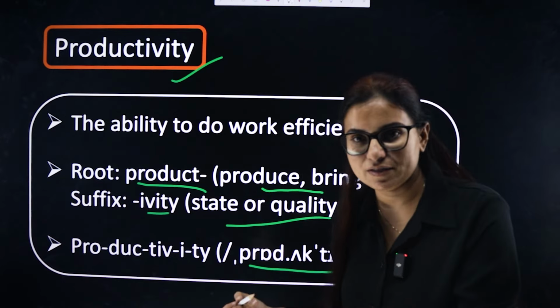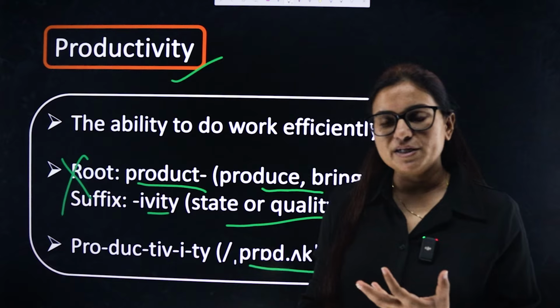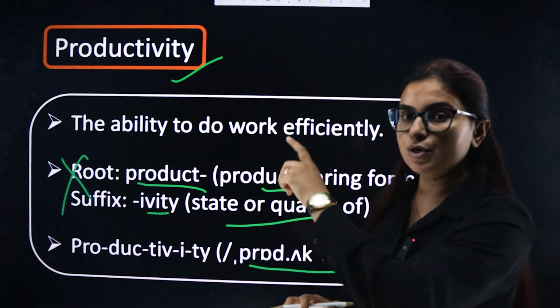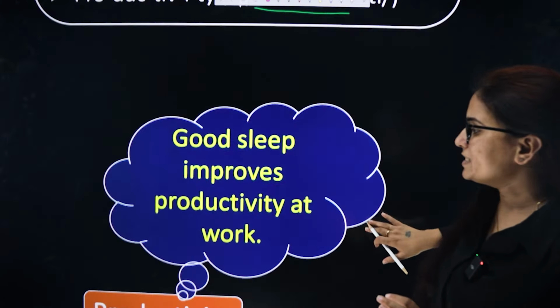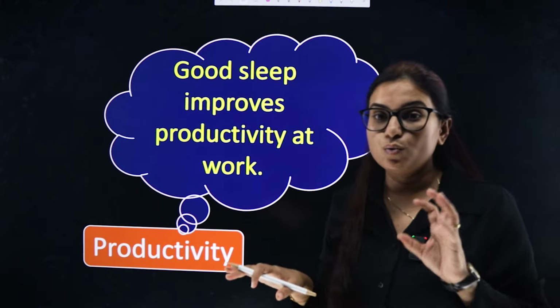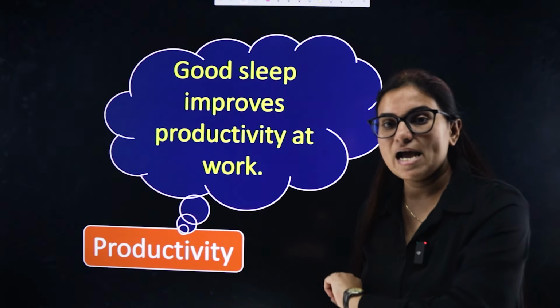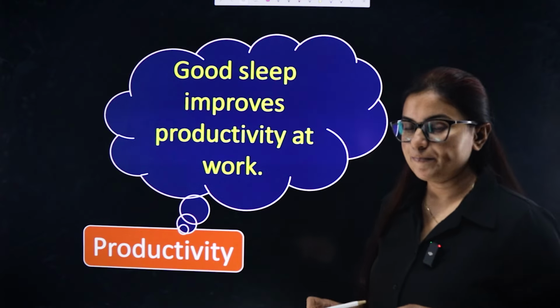It's called productivity. Now, as I always mention, this is extra information. You can simply ignore it. If you can remember the meaning with the help of the word, it's always a good idea. Now, let's look at the example. Good sleep improves productivity at work. If you sleep properly at night, you improve your productivity at work. You are able to do more work in less amount of time.